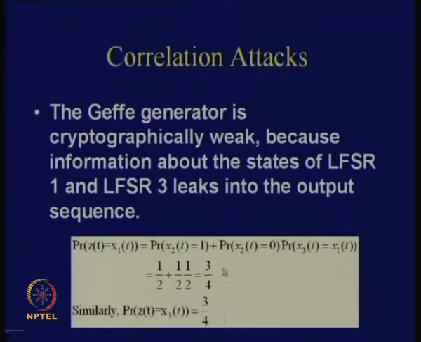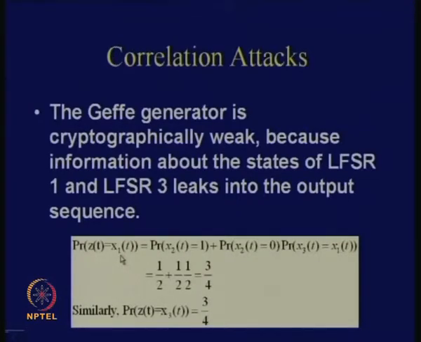If you really want to generate a very strong cipher, the ideal value of this should have been equal to half. But here there is a deviation from half, that is, it is half plus 1 by 4. This deviation can be exploited by a certain type of attack called correlation attacks. So, how do correlation attacks work? Consider the single 3 LFSR system.